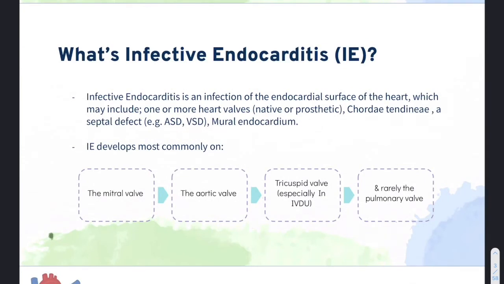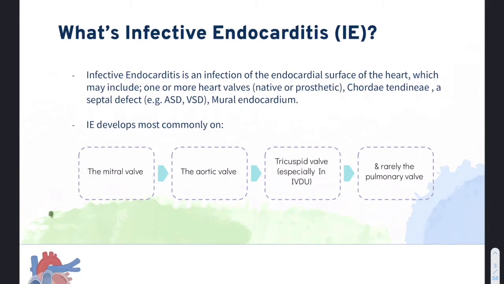Infective endocarditis develops most commonly on the mitral valve, then on the aortic valve, then the tricuspid valve, and rarely on the pulmonary valve. Next we're going to talk about the pathophysiology, and you should really understand why it is more common in the valves. But it also can affect mural endocardium. What do I mean by mural endocardium? It is the medical term for the lining of the heart chamber's wall.